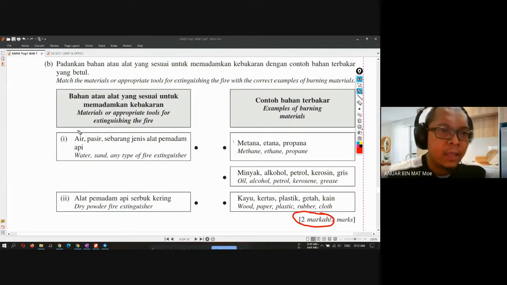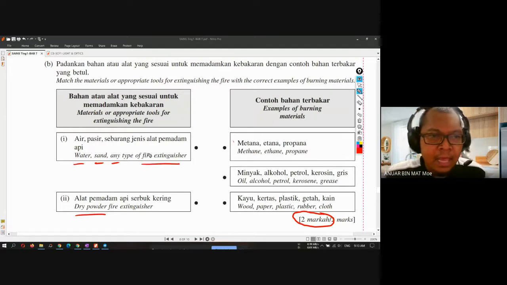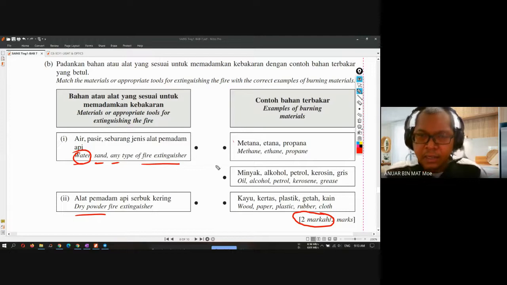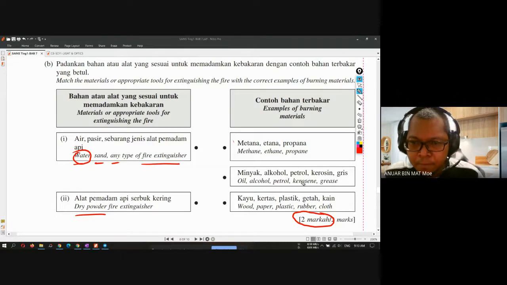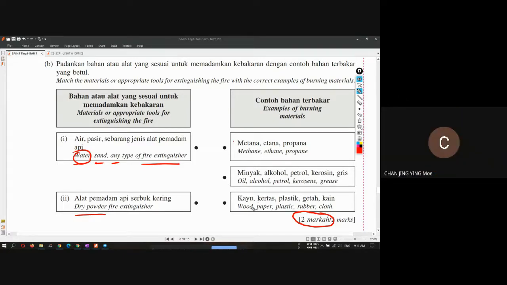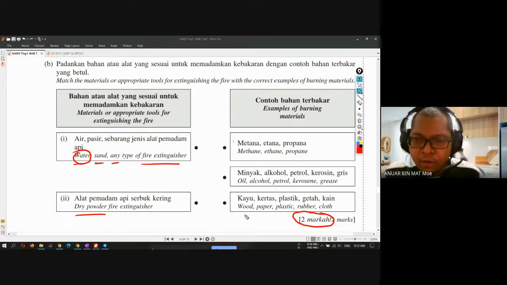Okay, material or appropriate tool for extinguishing fire. We have water, sand, and any type of fire extinguisher, and then we have dry powder. Usually we use water to put off fire made from what? From solid, right? Paper, plastic, rubber, cloth. Okay, very good. Wood, paper, plastic, rubber, and cloth.